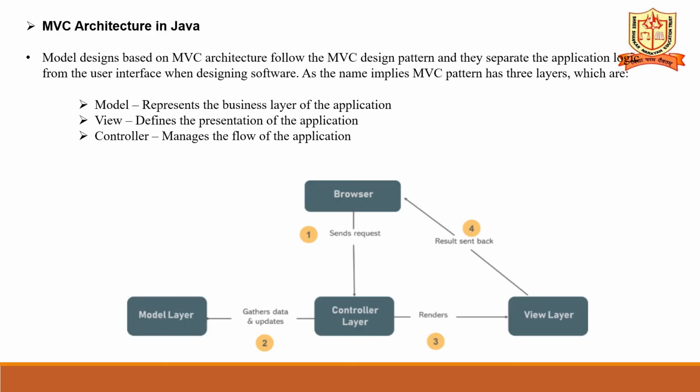The last topic in Swings is MVC architecture. MVC architecture follows the MVC design pattern, and it separates the application logic from the user interface when designing software. As the name implies, the MVC pattern has three layers, which are model layer, view layer and controller layer. The model layer represents the business layer of the application, the view layer defines the presentation of the application, and the controller manages the flow of the application.